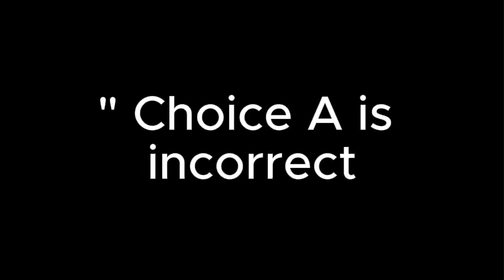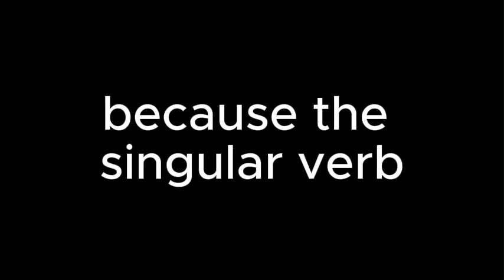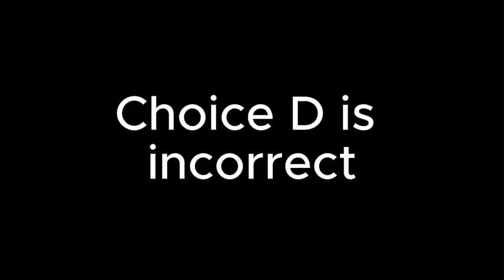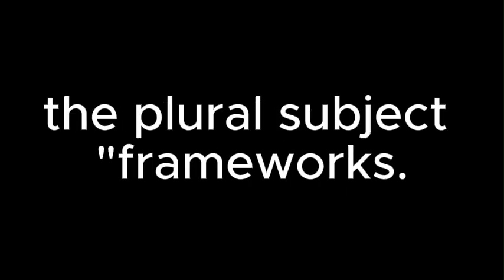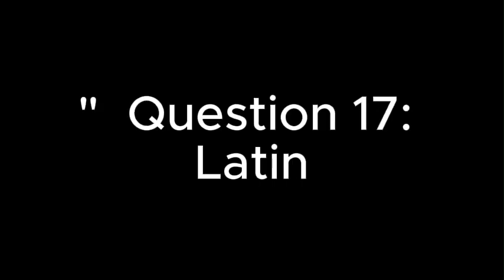Choice A is incorrect because the singular verb "underlies" doesn't agree in number with the plural subject "frameworks." Choice B is incorrect because the singular verb "is underlying" doesn't agree in number with the plural subject "frameworks." Choice D is incorrect because the singular verb "has been underlying" doesn't agree in number with the plural subject "frameworks." Question 17.